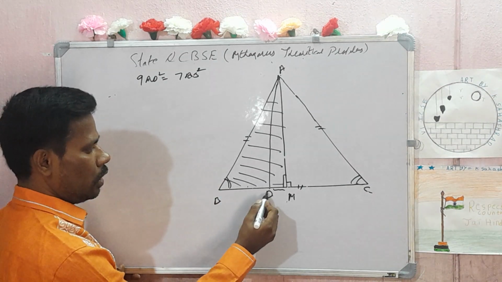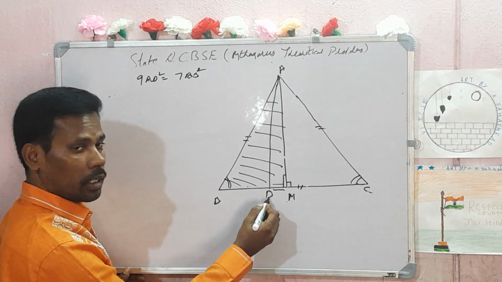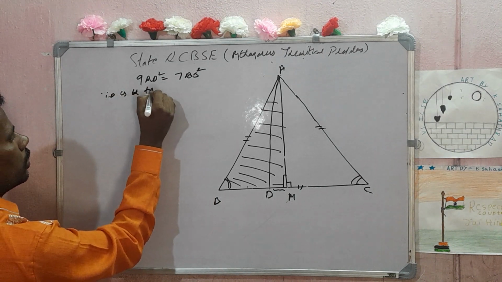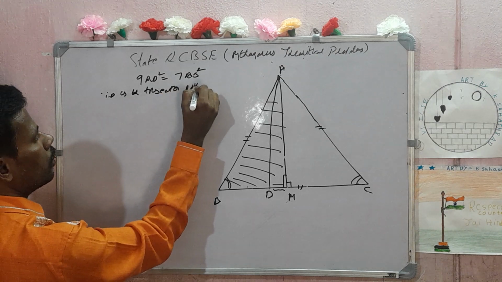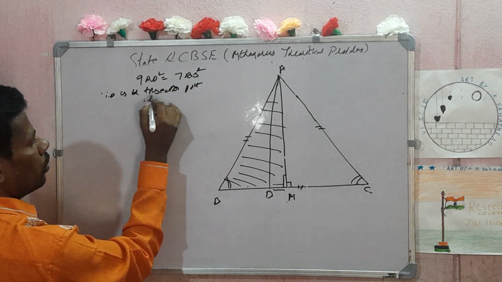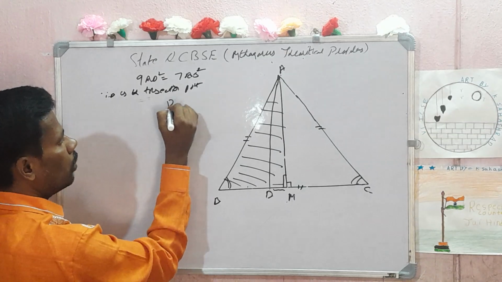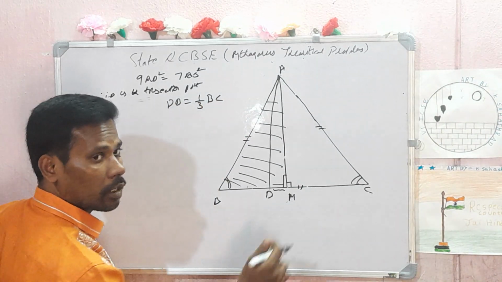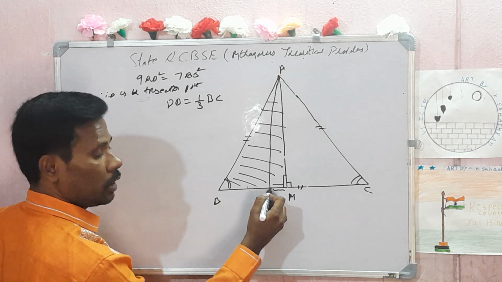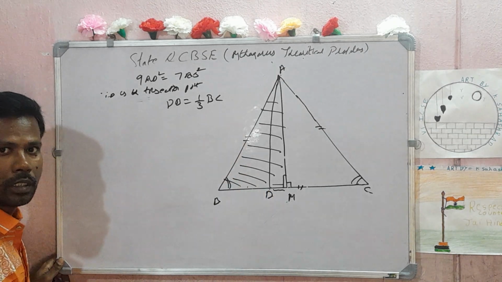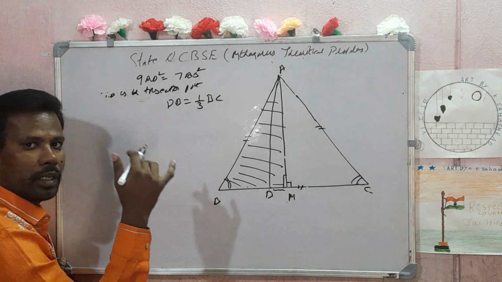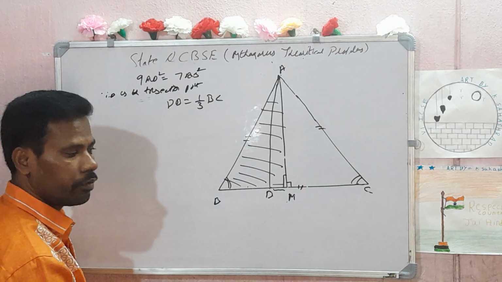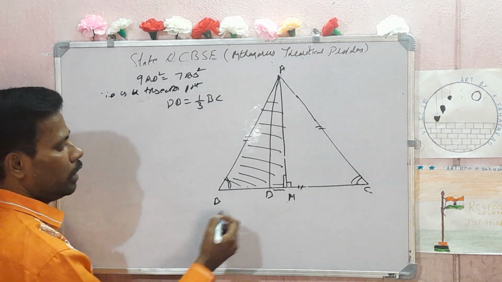So therefore, D is the trisection point given. Since D is the trisection point, DB is equal to 1/3 of BC, right? Why? Because D is the trisection point. Trisection means dividing the line segment into 3 equal parts. So this part is nothing but 1/3 of BC. Next.